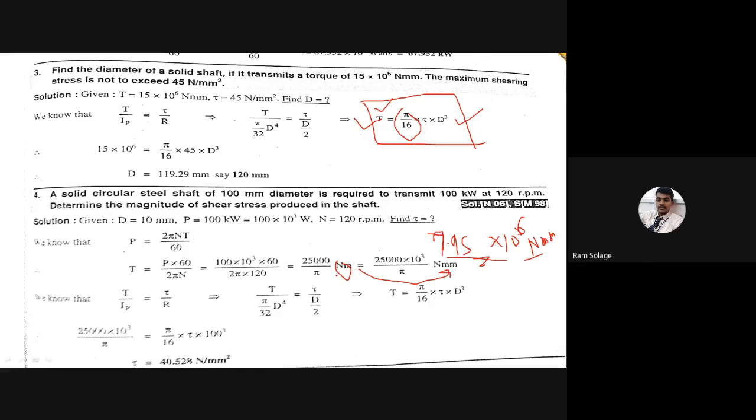Okay. Yes, sir. Now, they are asking the question to calculate the shear stress.